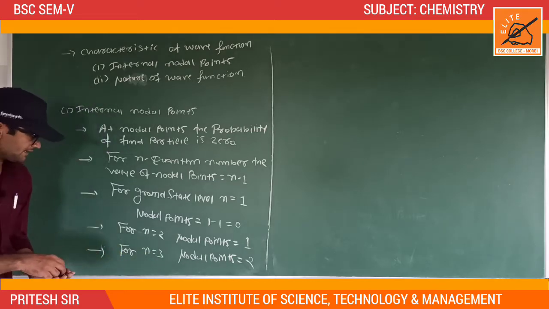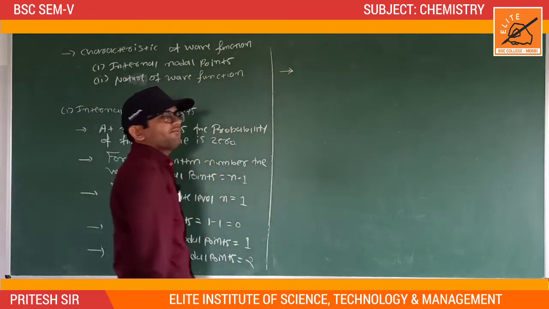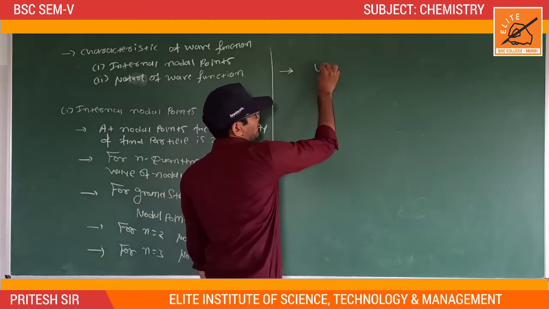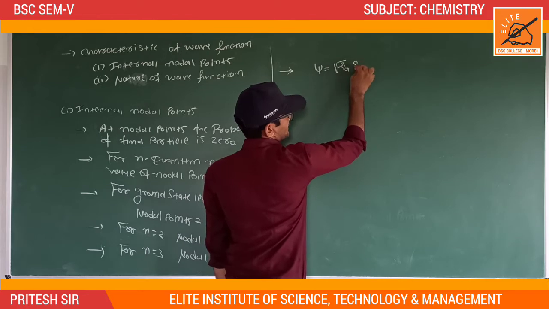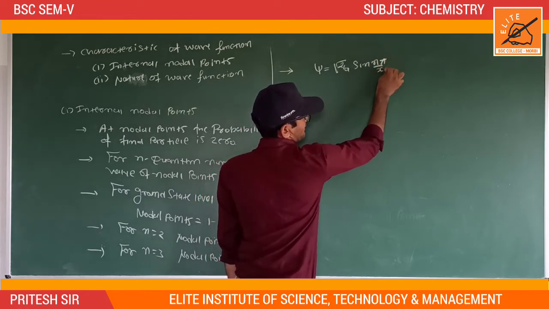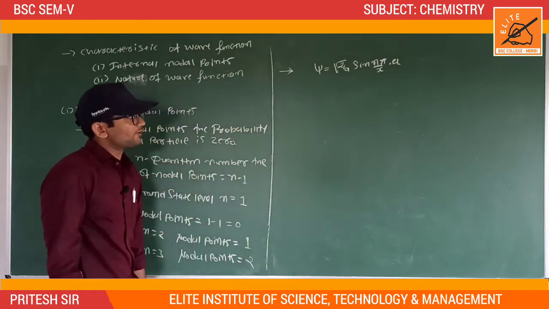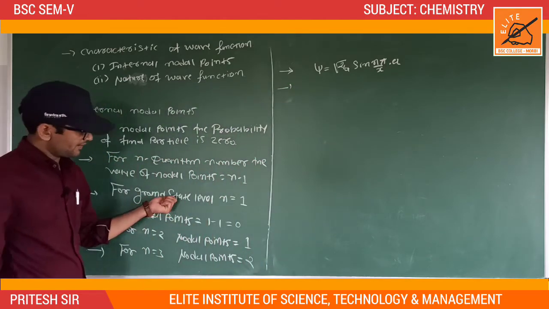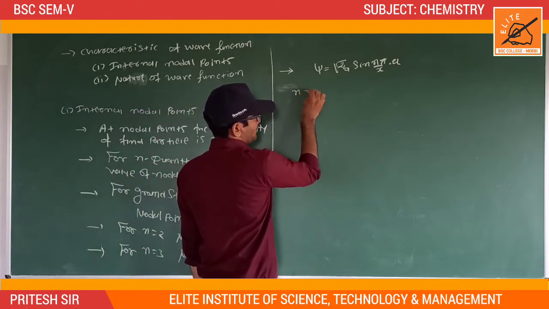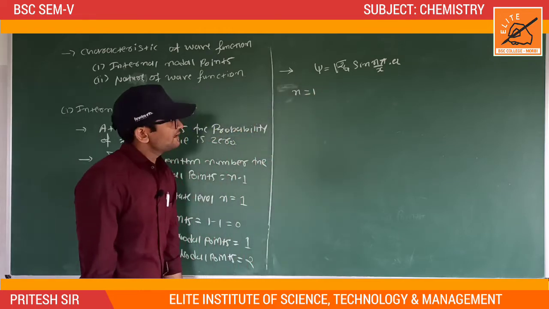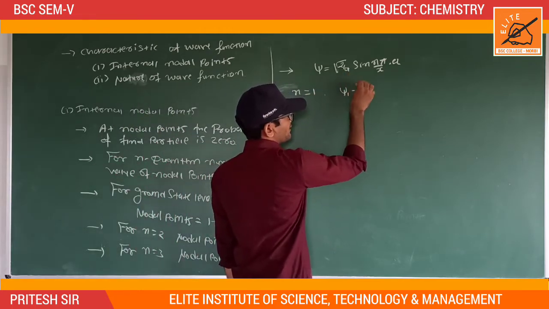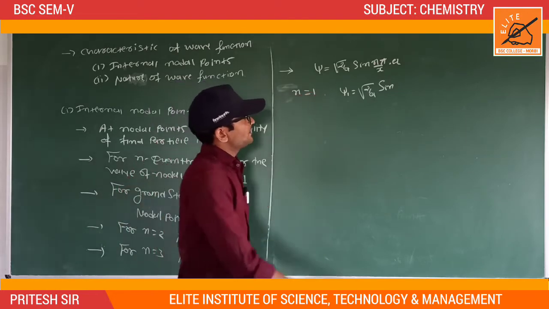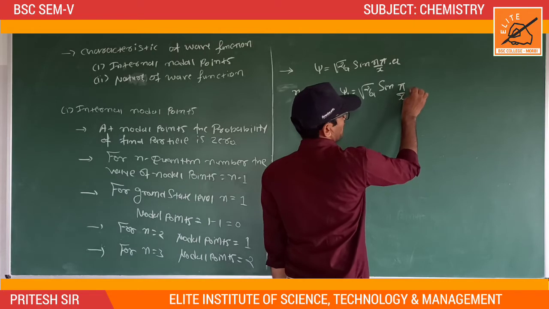Okay, so now the normalized wave function of particle in one dimensional box, that is psi is equal to under root 2 upon a, sine n pi x upon a. Okay, so this is the normalized wave function for particle in one dimensional box. So first for ground state level, the value of n is equal to 1. So for n is equal to 1, suppose the wave function is psi 1. At that time, the value of psi 1 will become under root 2 upon a sine, here the value of n is equal to 1. So sine 1 into pi x upon a.